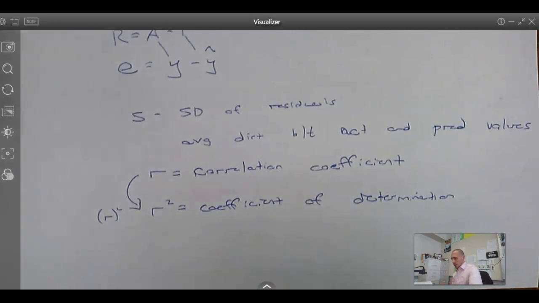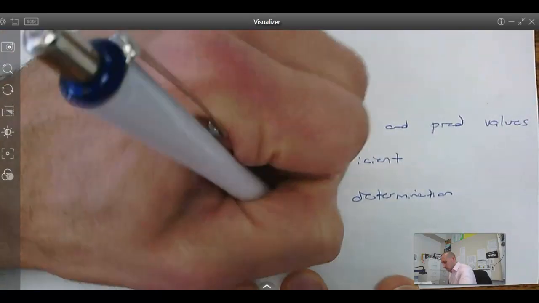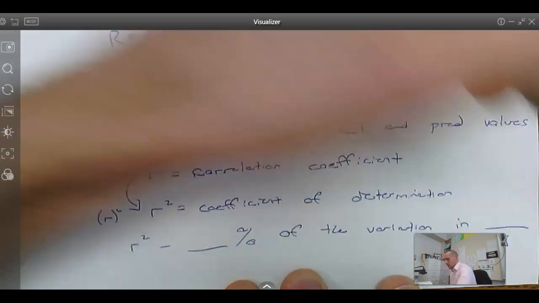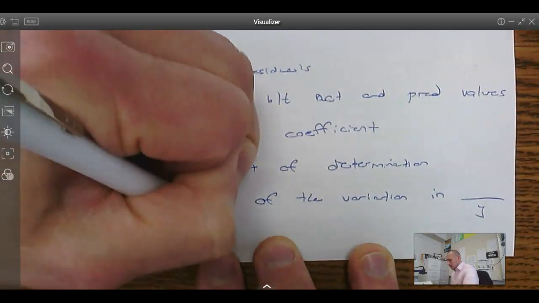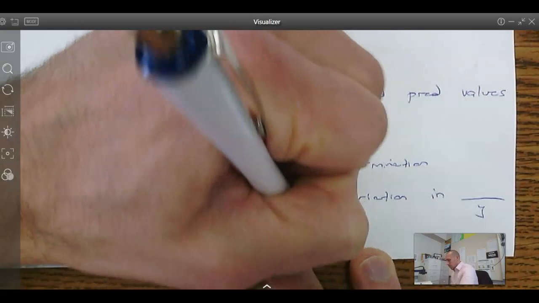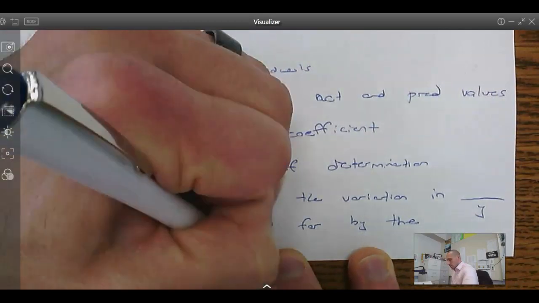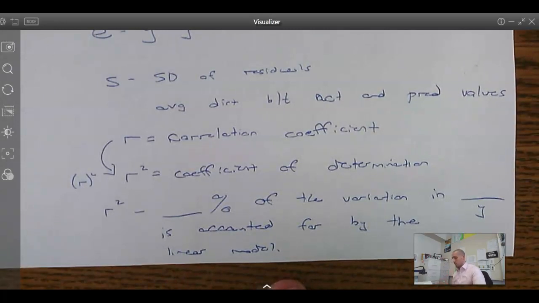And R squared just measures this. R squared is what percent of the variation in the y variable, whatever that is, accounted for by the linear model. So if we're talking about that question with the truck miles driven and price, say R squared was 80%. That means 80% of the variability in the price is accounted for by the miles driven.